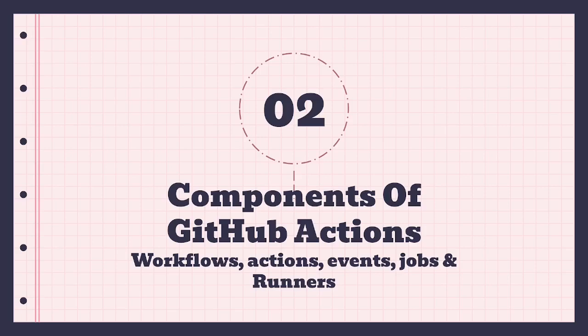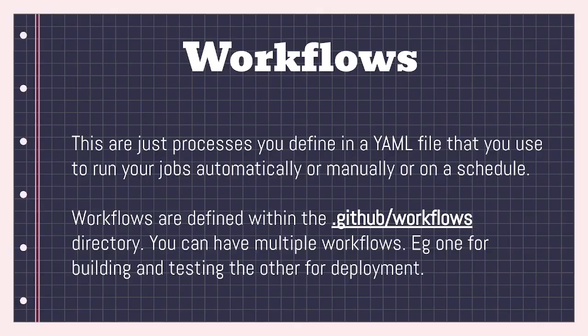So components of GitHub Actions, we look at what are workflows, actions, events, jobs, and runners. Okay, so what's a workflow? Workflows are simply processes you define in a YAML file that you use to run your jobs automatically or manually, or even on a schedule. So basically that's what a workflow is.